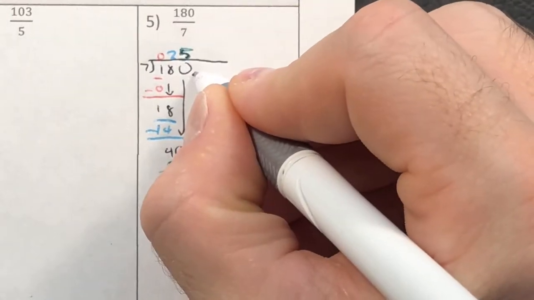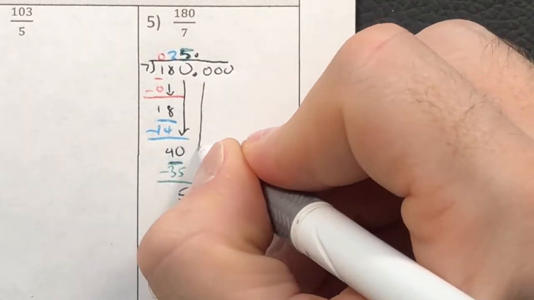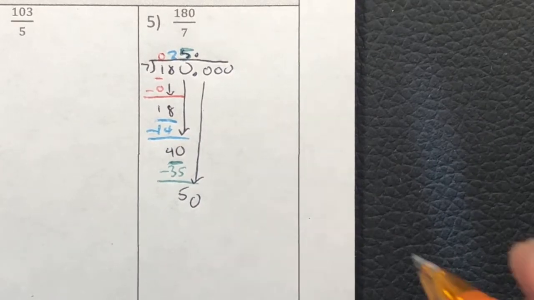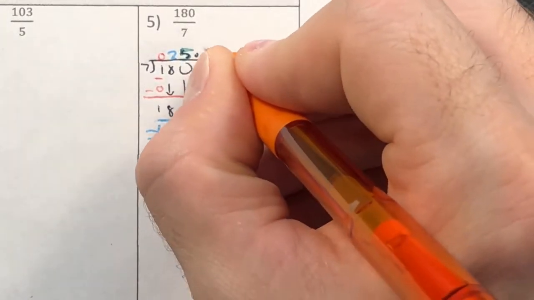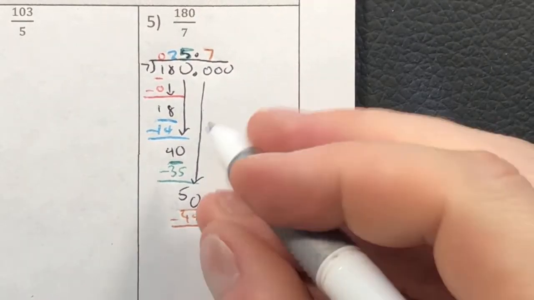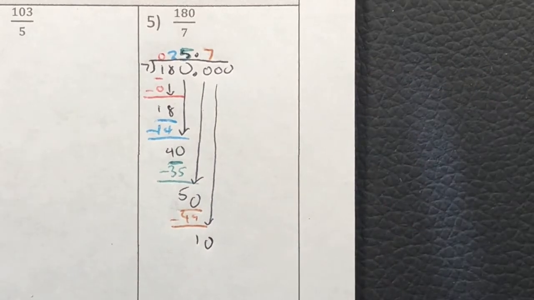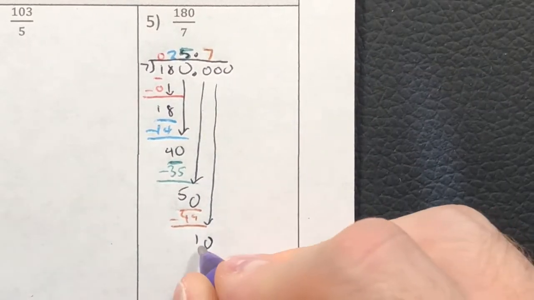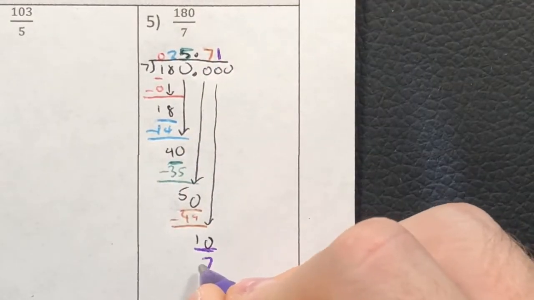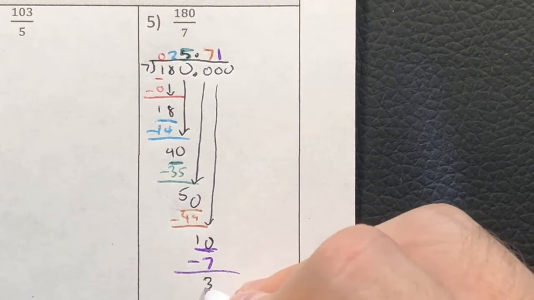So now I need to go ahead and plug in my decimal and give myself some more zeros so I can keep doing this process. Let's see, 7 fits into 50 7 times. 49. I have a remainder of 1. Drag down my next 0. 7 fits into 10 once. So I subtract it. And I get 3.